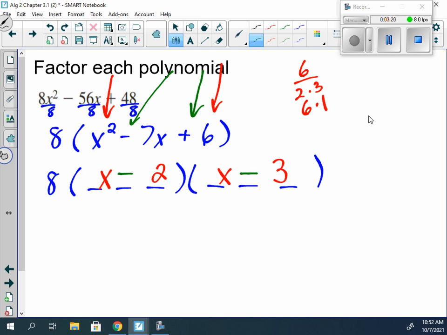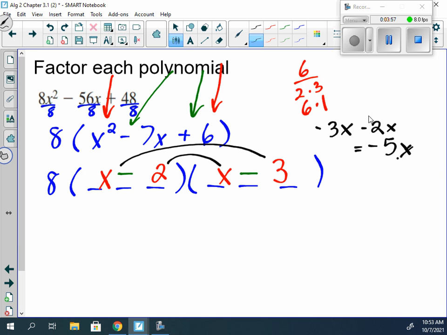And last but not least, we plug and check. And as we saw yesterday, x times x would always give us back x squared. 2 times 3 will get us back to 6, because that's actually where we got them from. So we don't necessarily have to do that multiplication. But our x times negative 3 would be negative 3x. Negative 2 times x would be negative 2x. And negative 3x minus 2x is negative 5x. Is that what we wanted? No, we wanted negative 7x, yes?